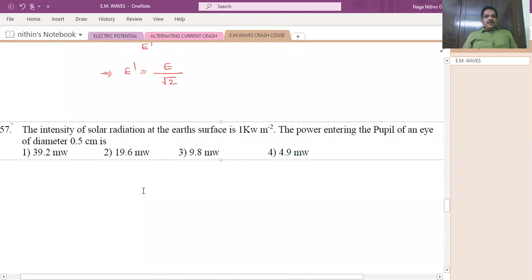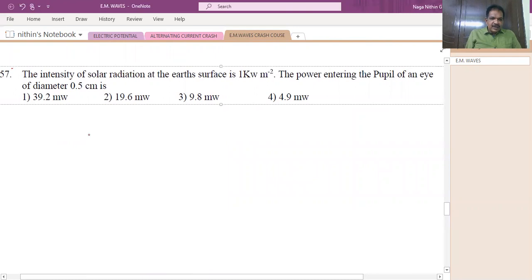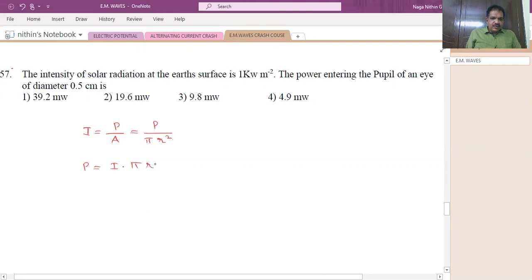The intensity of solar radiation at the Earth's surface is 1 kilowatt per meter square. Power entering the pupil of an eye of diameter 0.5 centimeter: I is equal to P by A, P by pi r square, so P is I into pi r square.